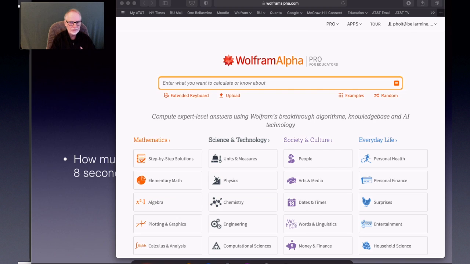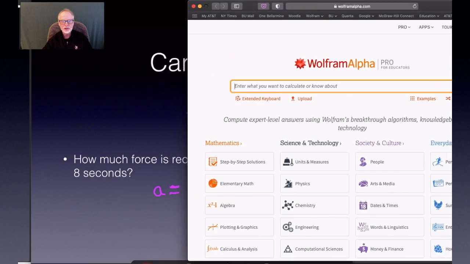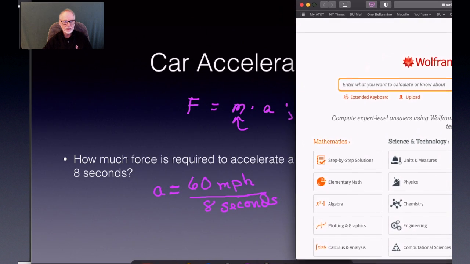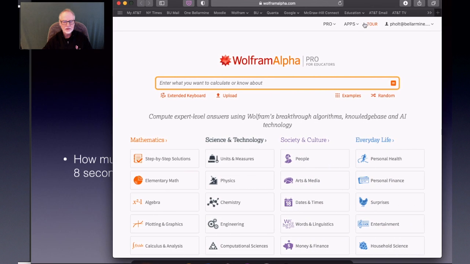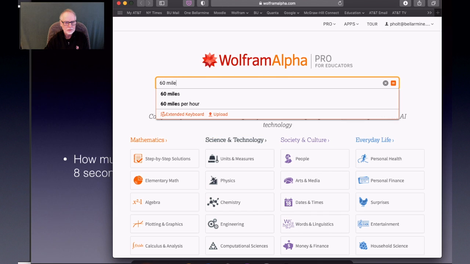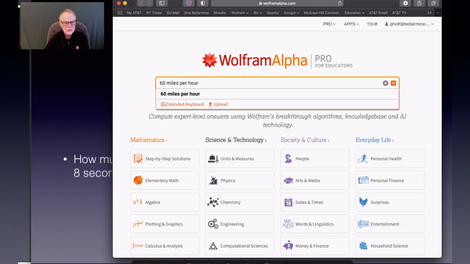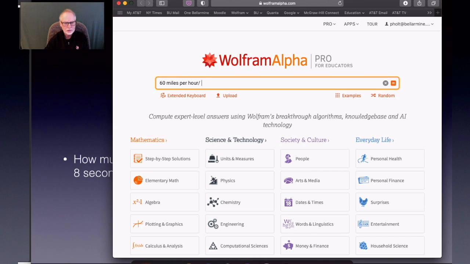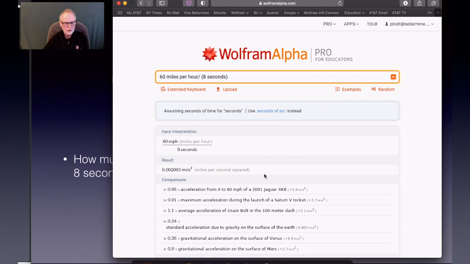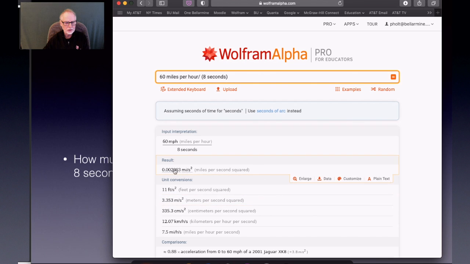Okay, so we brought Wolfram Alpha into the picture. So let's calculate acceleration first. And if you'll recall, and let me just pull this out just to remind you that we're talking about 60 miles per hour change in speed and velocity over a period of 8 seconds. And so here are the various units that we can use for this.